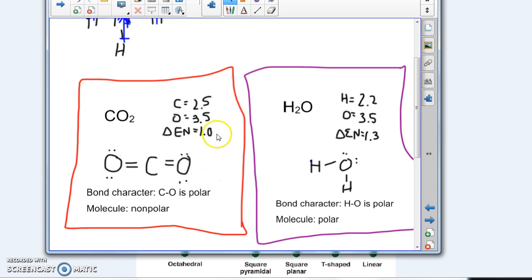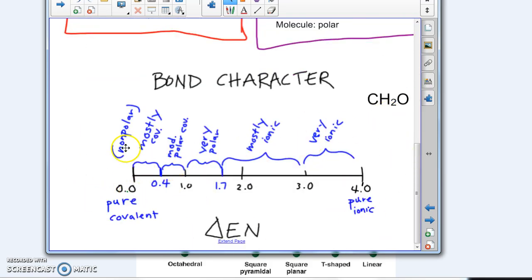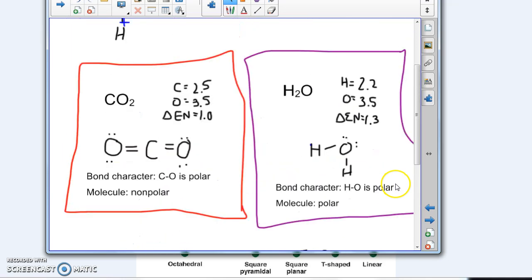Remember, we want to draw the molecules out. We want to figure out the electronegativities of each atom, figure out the change in electronegativity, look at our chart down here, and figure out if we have a nonpolar, remember 0 to 0.4, a polar 0.4 to 1.7, or an ionic 1.7 to 4. Then we're going to talk about the character of specific bonds, and then the polarity of the molecule overall. We want to make sure that as we're working through these problems, we are paying close attention to our changes in electronegativity and the way that our arrows are facing.